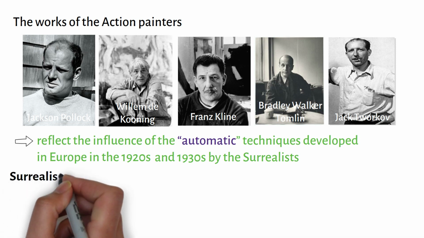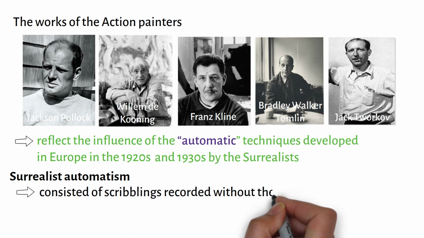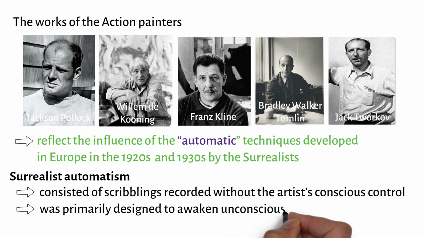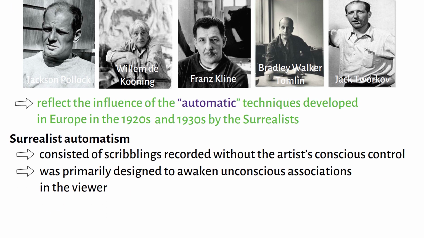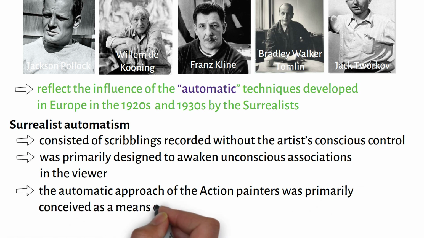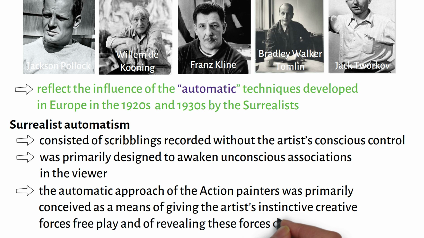While Surrealist automatism, which consisted of scribblings recorded without the artist's conscious control, was primarily designed to awaken unconscious associations in the viewer, the automatic approach of the action painters was primarily conceived as a means of giving the artist's instinctive creative forces free play and of revealing these forces directly to the viewer.